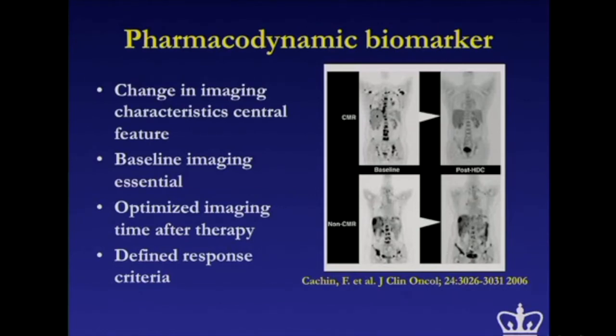instituted. So this is work from Australia, from the Peter Mac, and Rod Hicks and his group demonstrated very elegantly that a complete metabolic response in patients with breast cancer treated with chemotherapy, this is a very floridly positive breast cancer that becomes negative after therapy, predicts survival in contrast to a non-complete metabolic response. So using pharmacodynamic biomarkers, imaging biomarkers, helps to determine what therapy you're going to use, determine whether you continue the therapy or not, and has implications for overall survival and quality of life in patients with cancer.